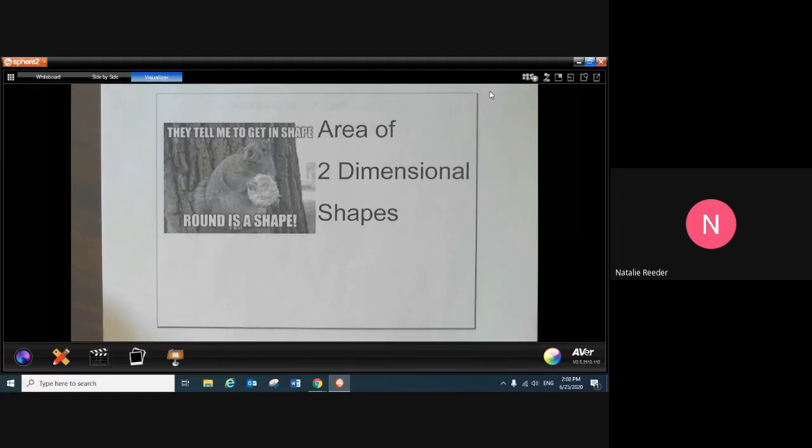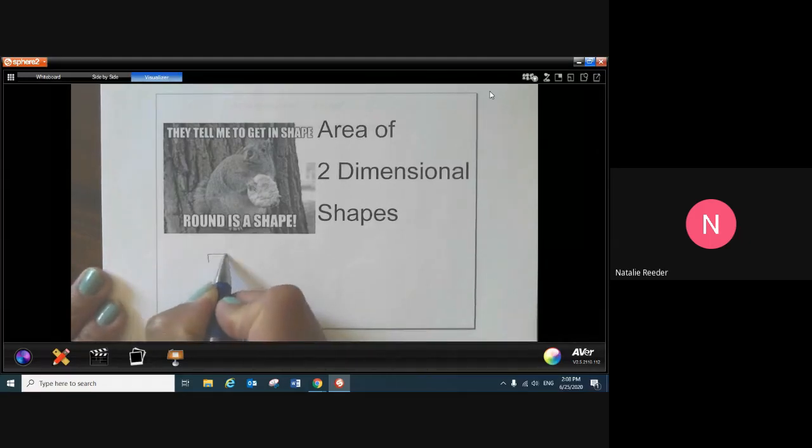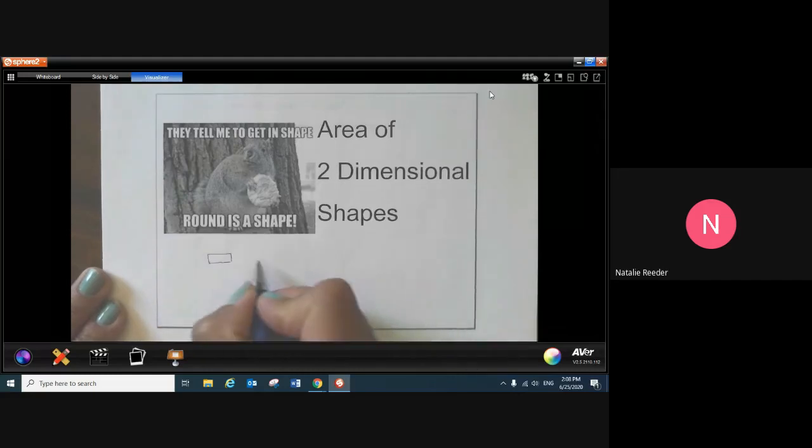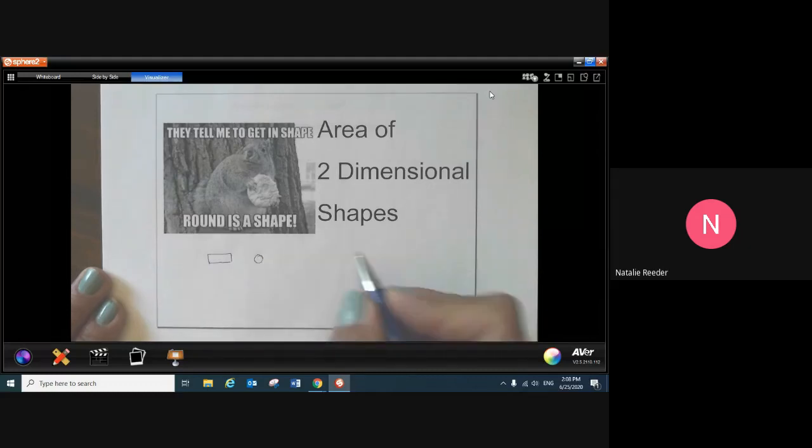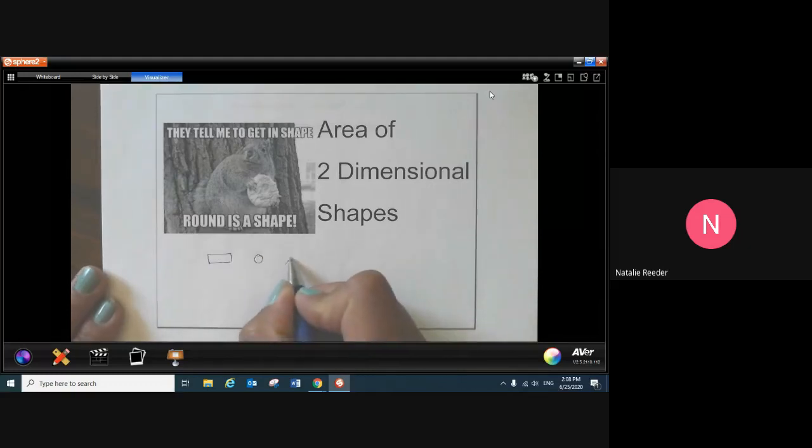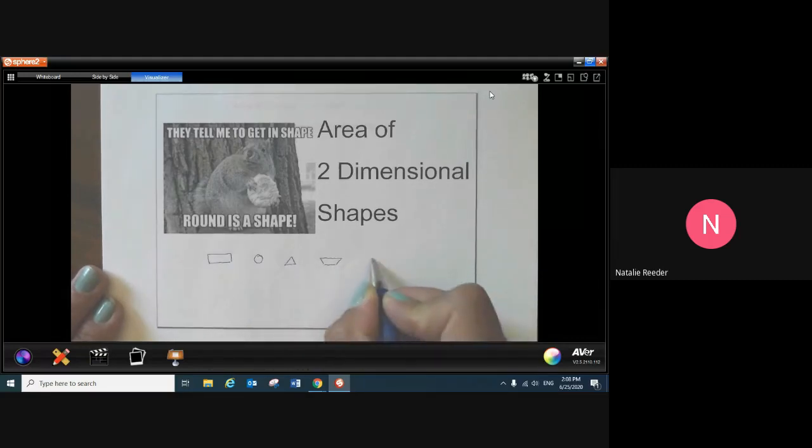This lesson is about the area of two-dimensional shapes. Now, the two-dimensional shapes that we are going to see start with a rectangle. So we'll look at finding the area of a rectangle. We will also look at finding the area of a circle and the area of a triangle, a trapezoid, and finally a parallelogram.